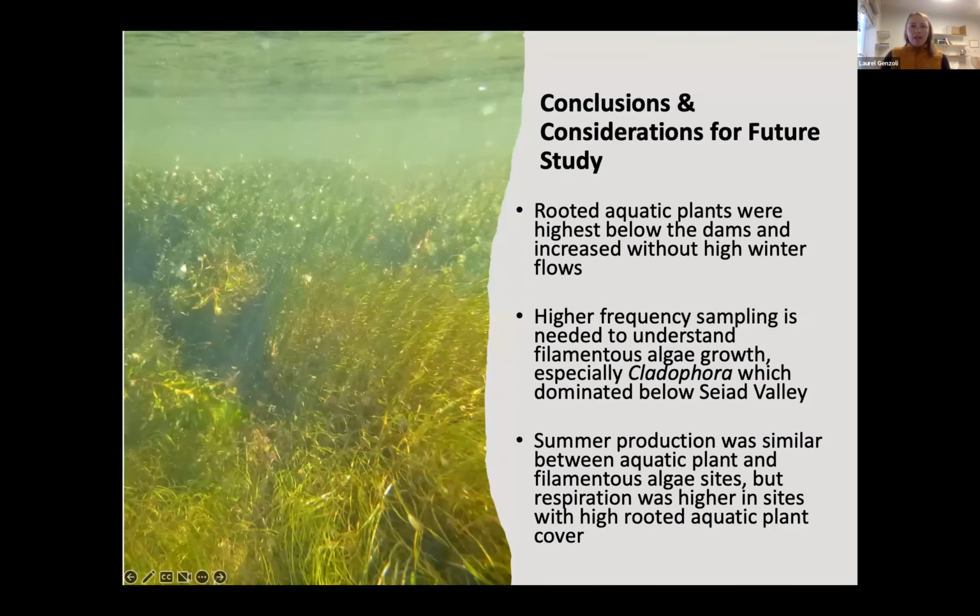Okay, so just to wrap up here, got some conclusions and considerations for future study. I think the first big takeaway is that rooted aquatic plants were highest below the dams, and they also appear to be affected by winter scour, or I should say lack of winter scour. So I think this really solidifies that our hypotheses around what's going to happen to macrophytes are pretty strong hypotheses. And I'm also really grateful that we have this range of water conditions that we've been able to document the current condition of the river to compare with the dam removal condition.